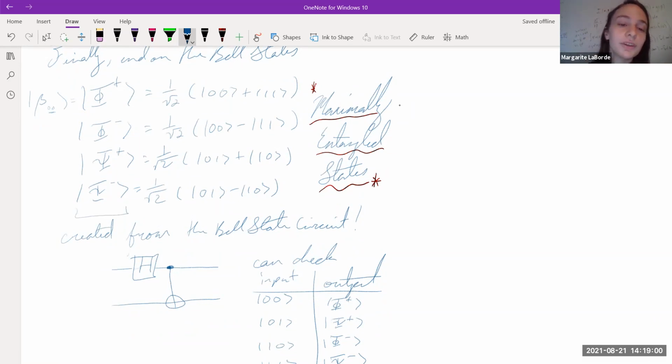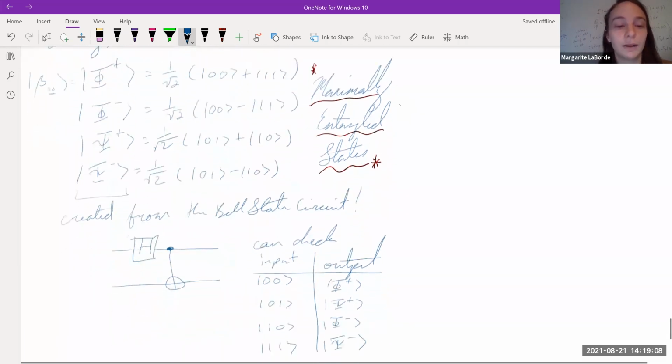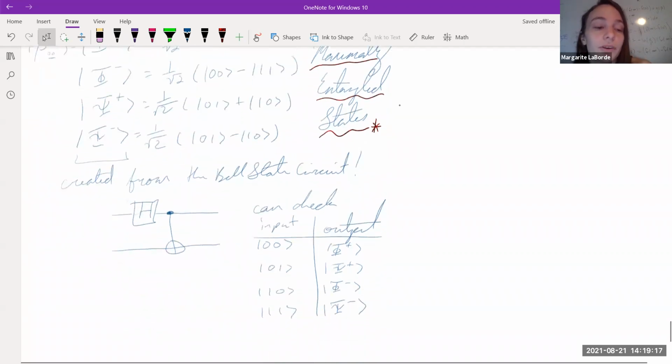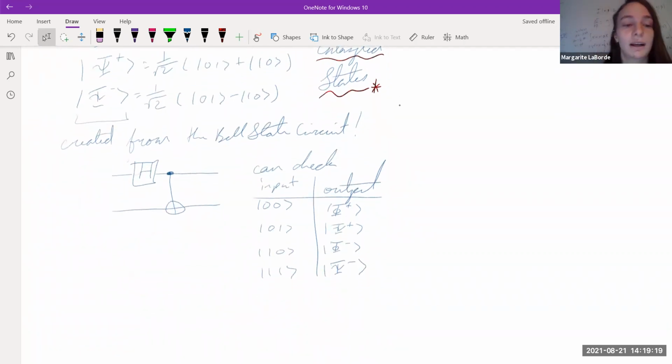Why do we care about Bell states? Well, for all of the reasons I mentioned before, where they're entangled, they upset Einstein, all of those lovely features. And then they're super useful for pretty much any quantum algorithm that you might want to do. And moreover, we can use them for an example quantum circuit because they're created from the Bell state circuit. So this is the Bell state circuit. It's a simple 2-qubit circuit.